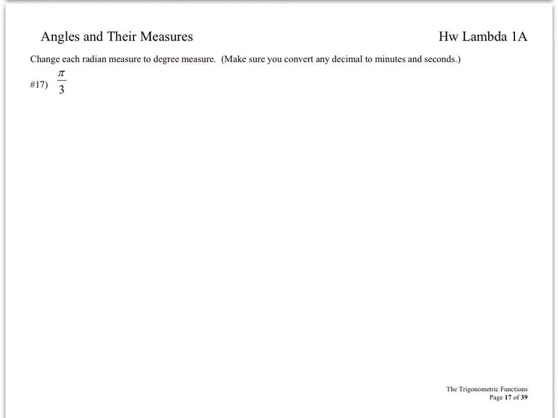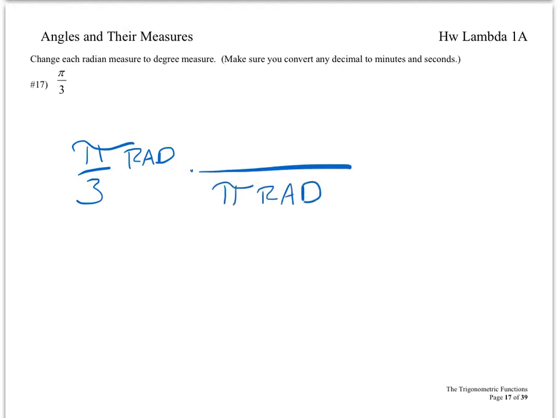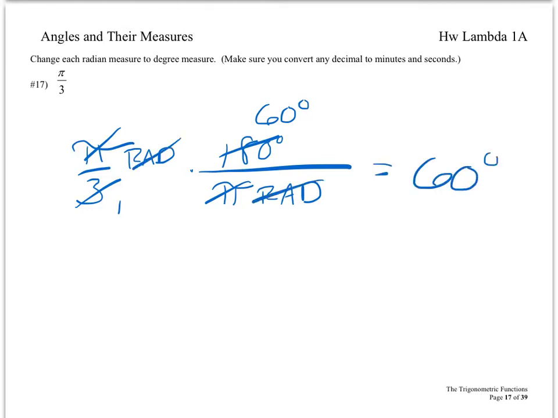Change each radian measure to a degree measure. And then it says if you have any decimals, convert to minutes and seconds. Pi over 3 is in radians. I want to get rid of my radians, so I'm going to multiply the bottom by pi radians. What's equivalent to pi radians? 180 degrees. Pi's cancel. I can divide 3 and 180 both by 3. Radians cancel. End up with 60 degrees.